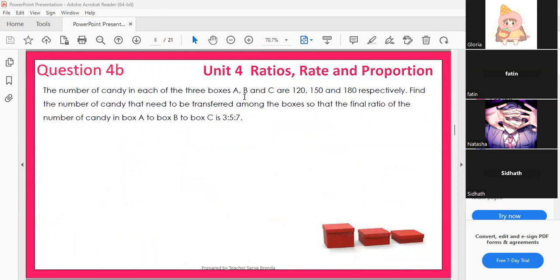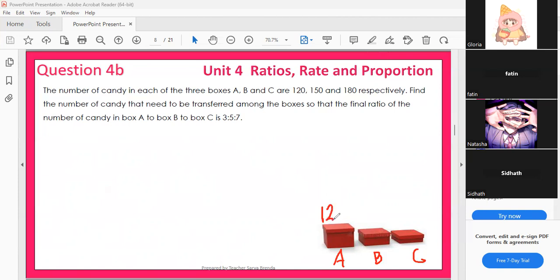Okay, look at this. Again, ratios, rate, and proportion. The number of candies in each of these 3 boxes, A, B, and C, is 120, 150, and 180. Actually, this question doesn't have a picture, but I simply put a picture here. So, imagine this is box A, this is box B, and this is box C.